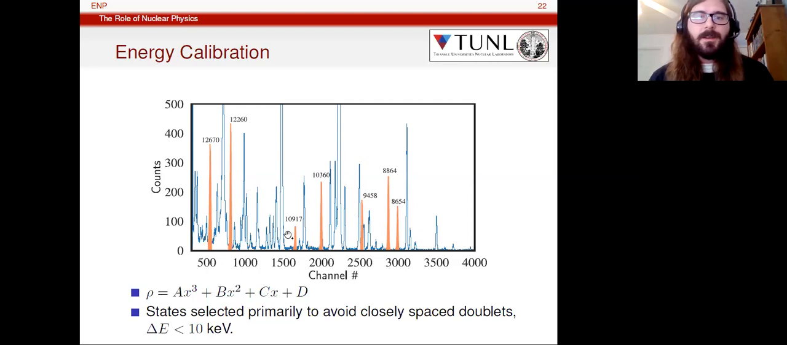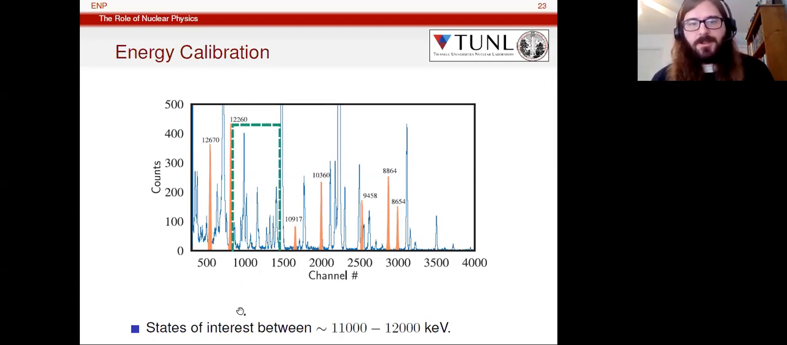So as you can see, we didn't necessarily pick the most populated states in this spectrum. We picked the ones that had the least ambiguity in what the assignment was, and we verified this through other methods as well. But for technical details, this arbitrary channel unit is now turned into the bending radius, and then the kinematics will give us the energy.